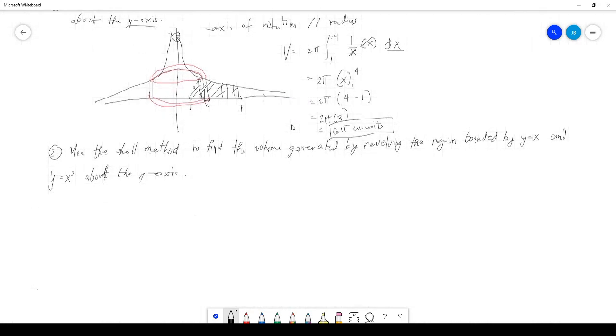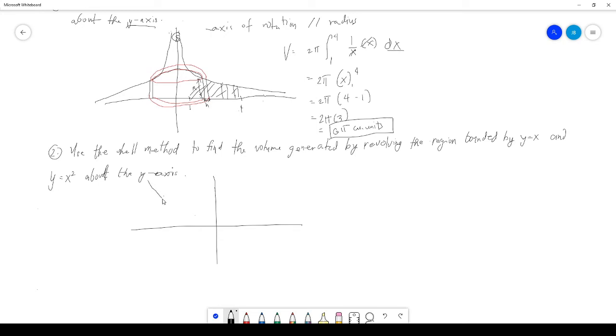Okay, for problem number 2, use the shell method to find the volume generated by the region bounded by y is equal to x and y is equal to x squared. So this one, we have two functions. Kanina kasi, we have a curve and y is equal to 0, then x equals 1 to 4. Now, here we have a parabola and a line.